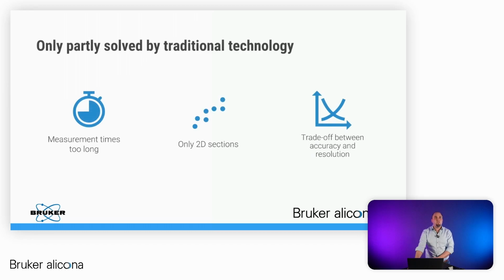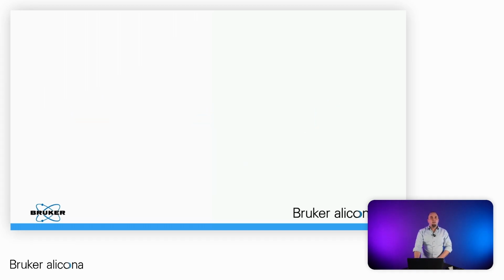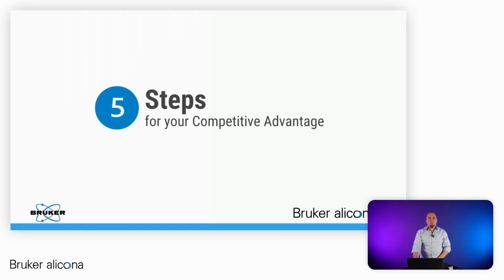Traditional technologies can solve this task only partly. So either the measurement time takes too long, we have only 2D sections, or we have a certain kind of trade-off between accuracy and resolution. I figured out 5 steps for your competitive advantage.